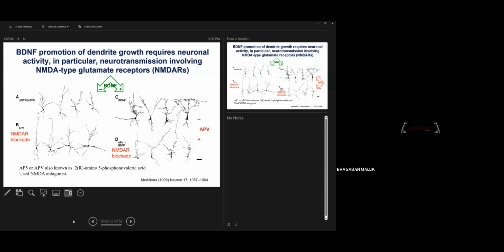But when they block this receptor, the NMDA receptor, even though they have BDNF, you do not see such neuronal growth. That means you need activation of the NMDA receptor when you have BDNF signaling. So BDNF binds to its receptor, then you have activation of the NMDA receptor, then you have neuronal growth. Okay, so this experiment suggests that you need activation.